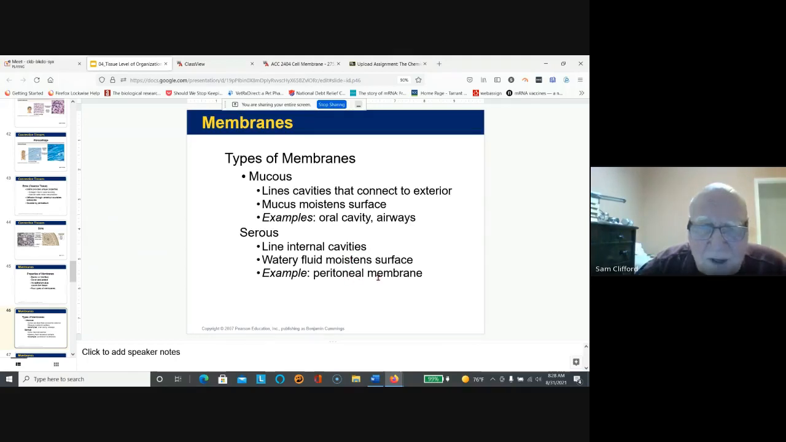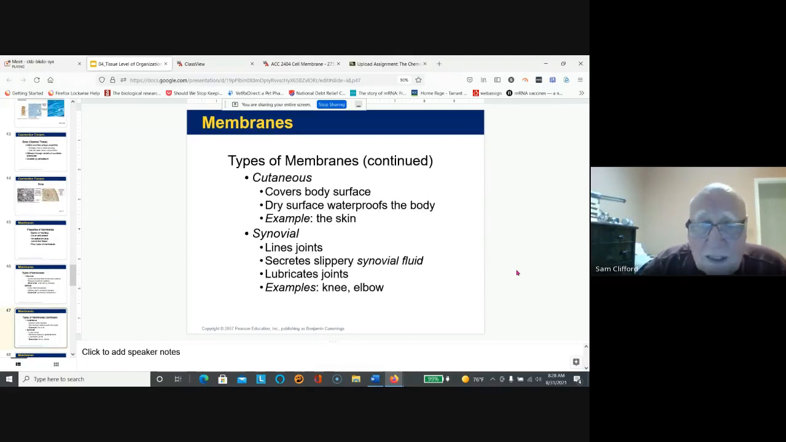The peritoneal membrane is the membrane that surrounds and lines the body cavities, such as the abdominal, pleural, pelvic, and pericardial membranes. Skin covers your body, waterproofs your body. Synovial membranes line joints, secrete a slippery fluid to lubricate the joint, like in your knee and elbow.